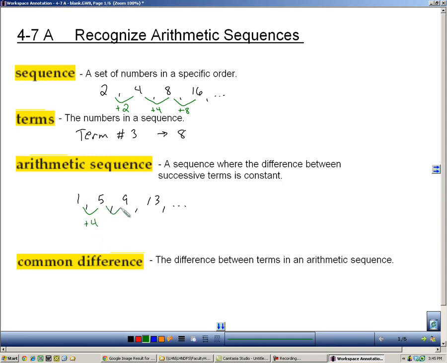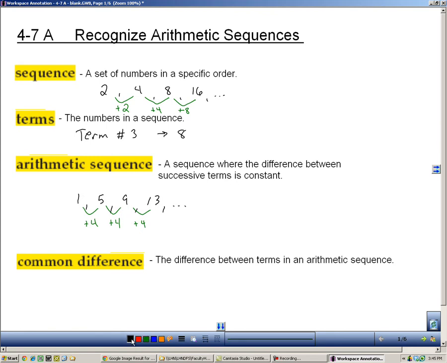How do you get from 5 to 9? Take 9 minus 5, you get a positive 4. And how do you get from 9 to 13? Take 13 minus 9, you get a positive 4. So every term in this sequence is built by adding 4 to the previous term. Therefore, this sequence, 1, 5, 9, 13, and the next one would be 17, and so on.